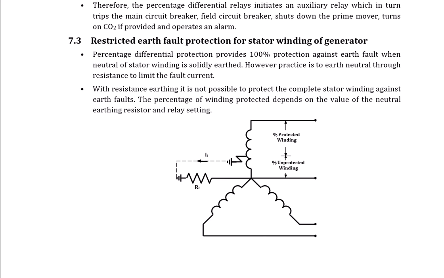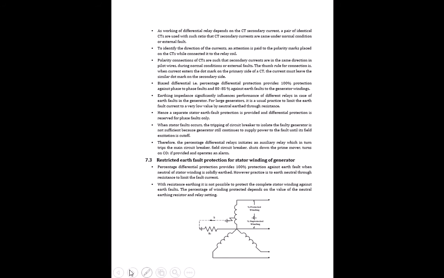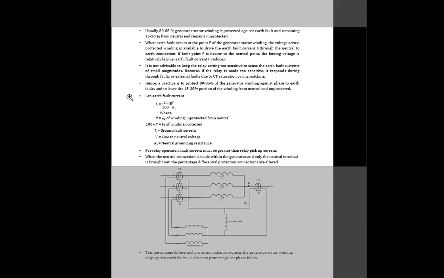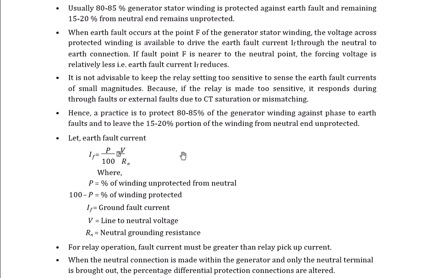If we provide a normal protection, then this will happen. There is a percentage of unprotected winding, and this is the percentage of protected winding. So, to overcome this problem, usually 80 to 85% of the stator winding is protected against the earth fault, and the remaining 15 to 20% near the neutral remains unprotected.